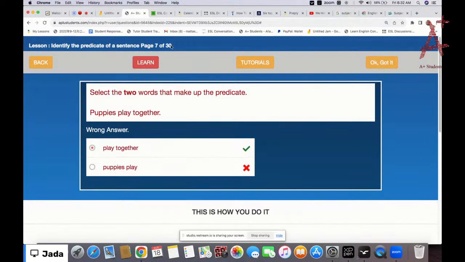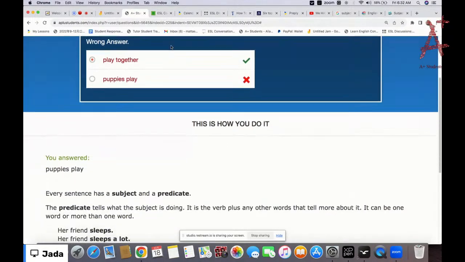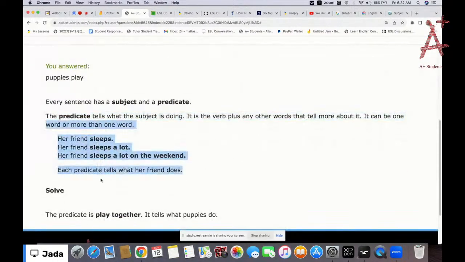Okay, you just scroll down. When you scroll down, you're gonna see the correct explanation here. So you see that, oh, it explains that it's not puppies play, it's play together. So it tells you what the predicate is, what the predicate does, and yeah, so that's it.